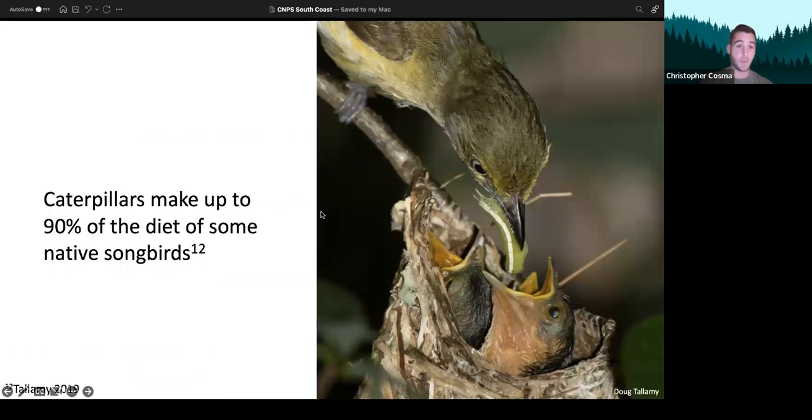And in fact, caterpillars do this better than any other group of insect. They can make up 90% of the diet of some of our native songbirds. And this is some of the work Doug Tallamy has done that shows these relationships here. And if you haven't read Doug Tallamy's books or looked at his research, I highly recommend doing so. A lot of my own research is inspired by his work.